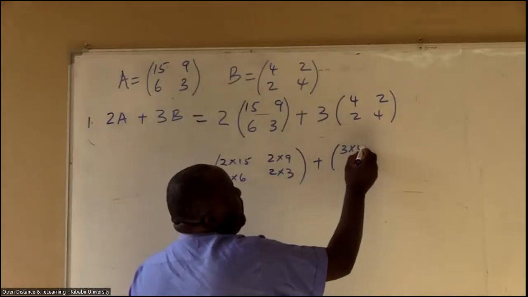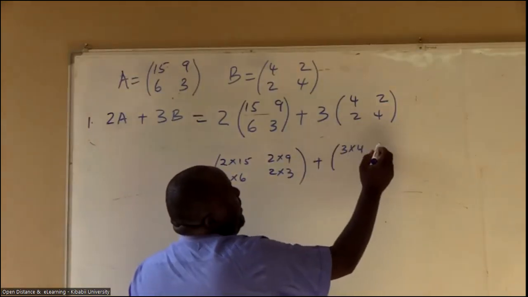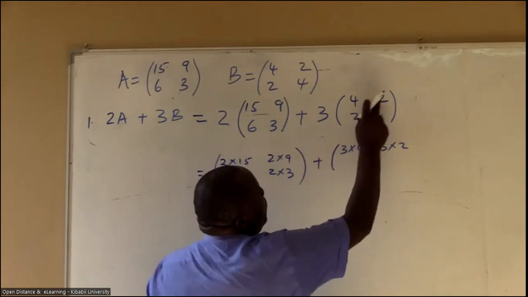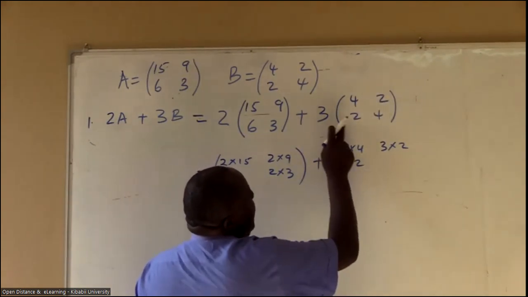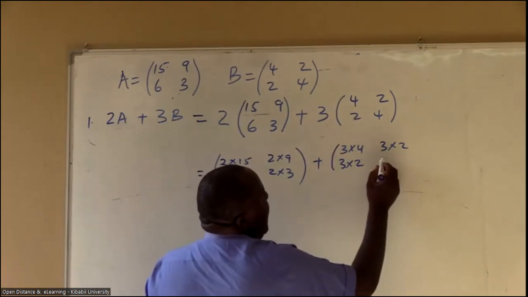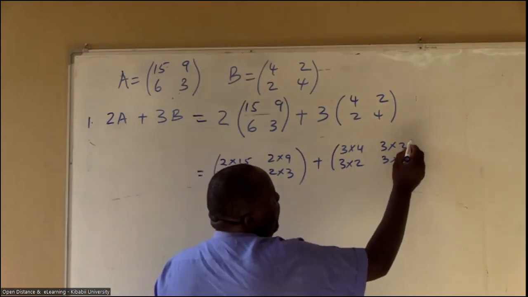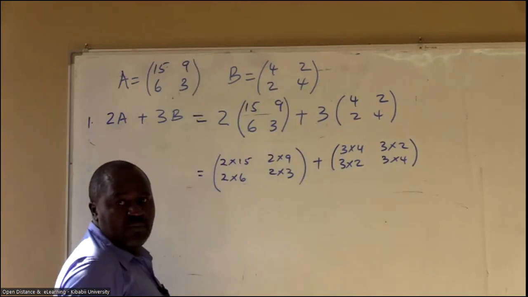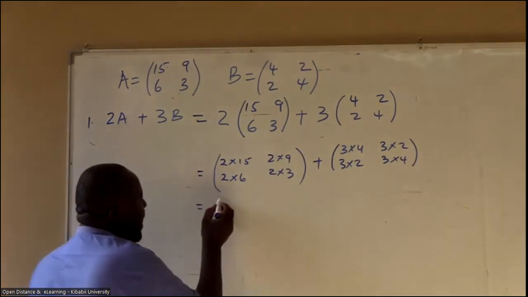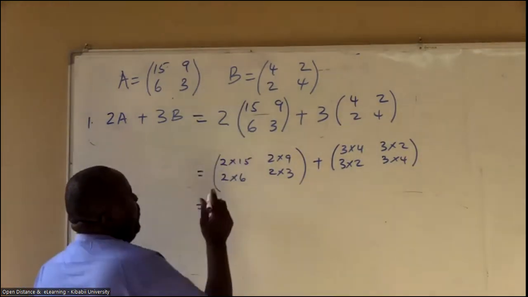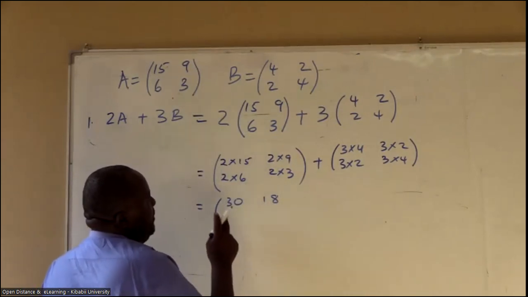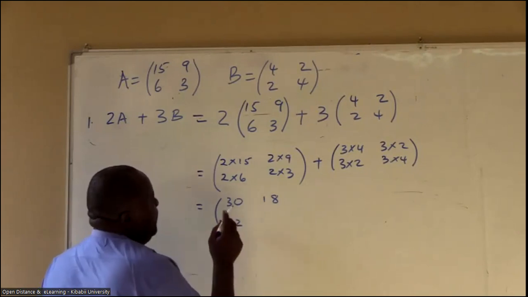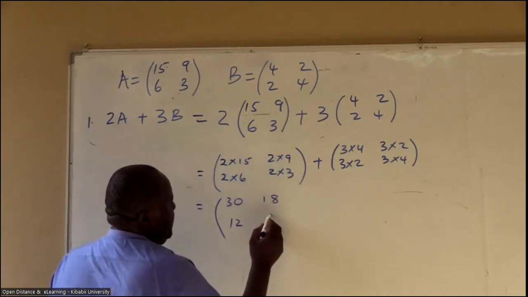Have 3 times 4. Then 3 times 2. Then we shall have 3 times 2. This and this. Then we shall have 3 times 4. So if you work out this product, for 2A we shall have 30, 18. This and this is 12. This and this is 6.